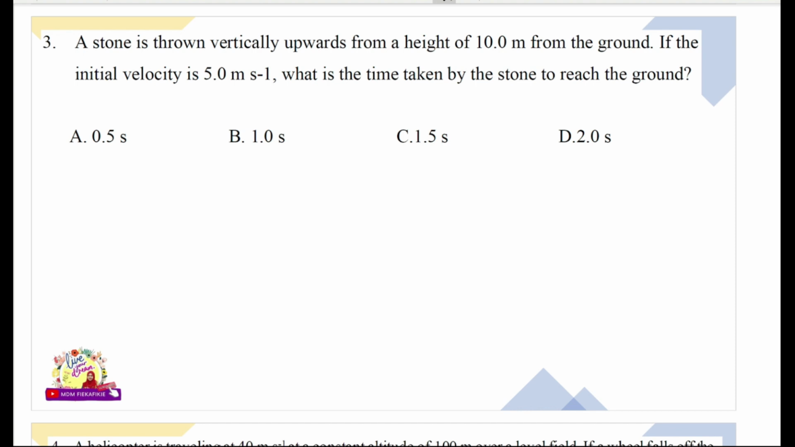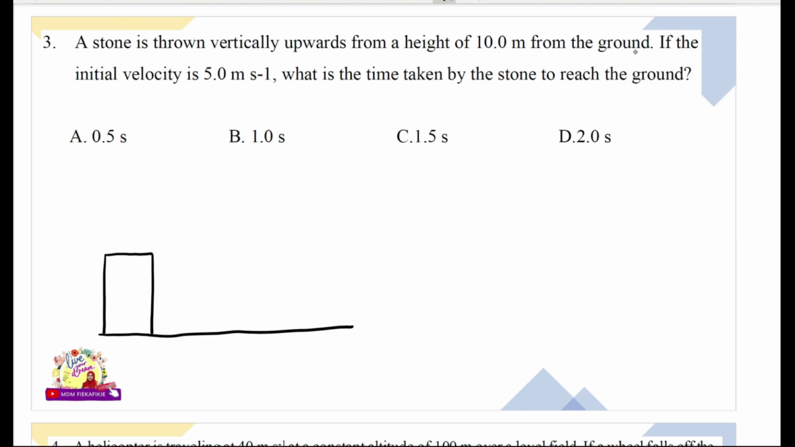Okay, question number 3. So here we have a stone is thrown vertically upwards from a height of 10 meter from the ground. So let's say this is the ground. And this is U. Tinggi pula kan, 10 meter. Kita buatlah meja ke kan. Buat tinggi diri dekat atas satu, meja ke apa-apalah.